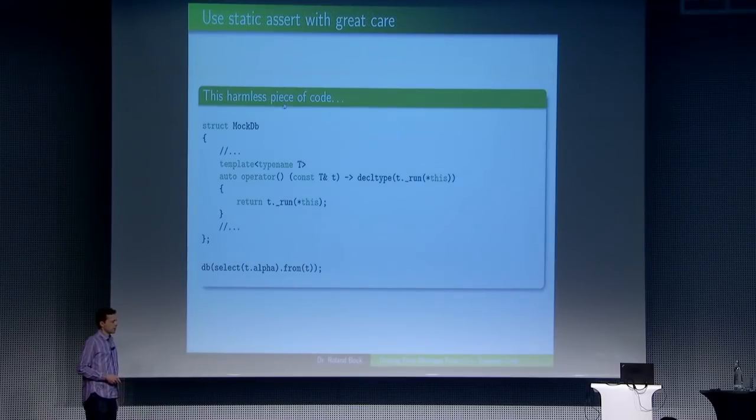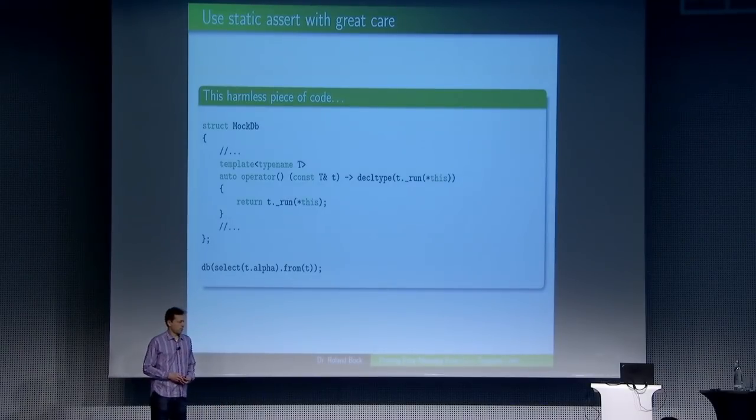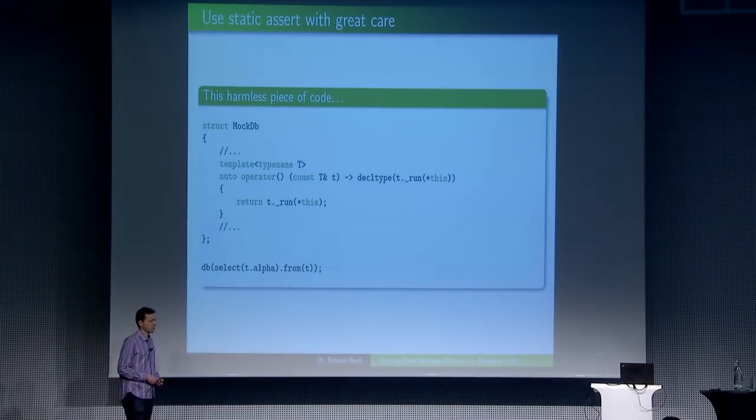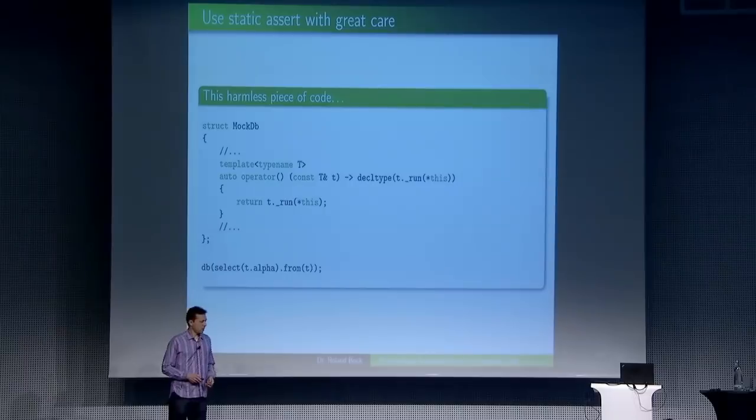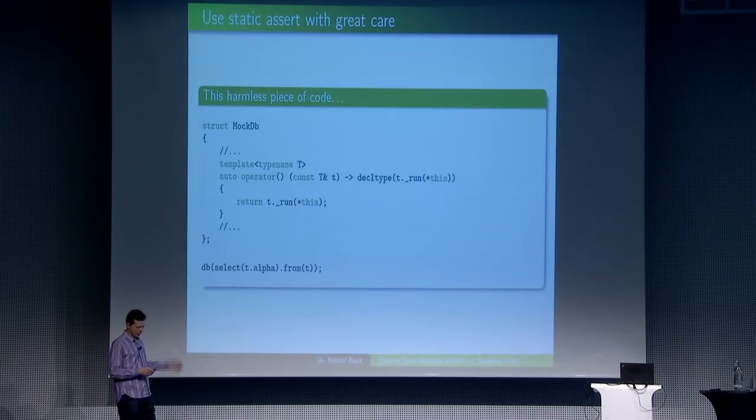All right, so let's take a look at a simpler piece of code. This is part of the test framework for the library. It's a mock-up for a database. It has a call operator. The call operator is supposed to be given a statement, so one of these, select or insert or whatever statements, and then run the statement with this database. Right? So that's simple enough, and we have some sample code here.